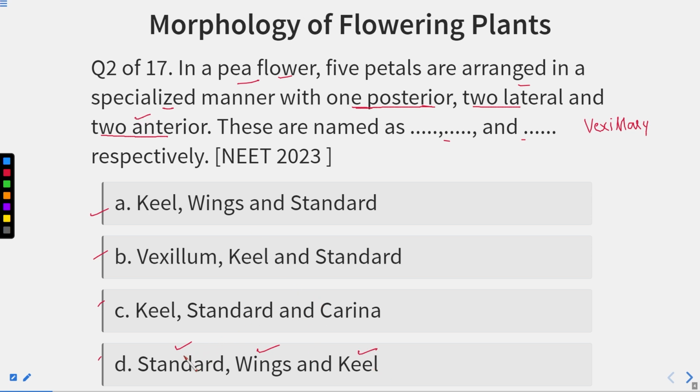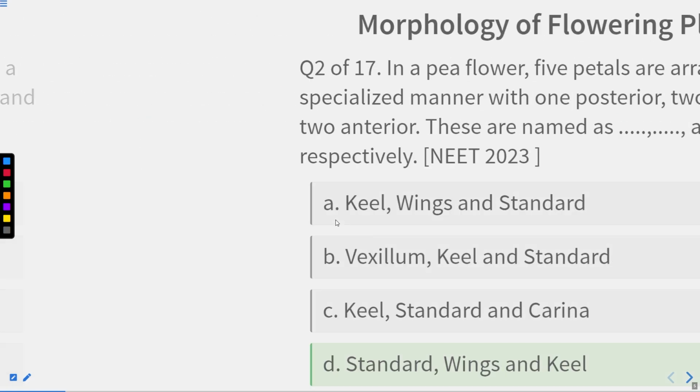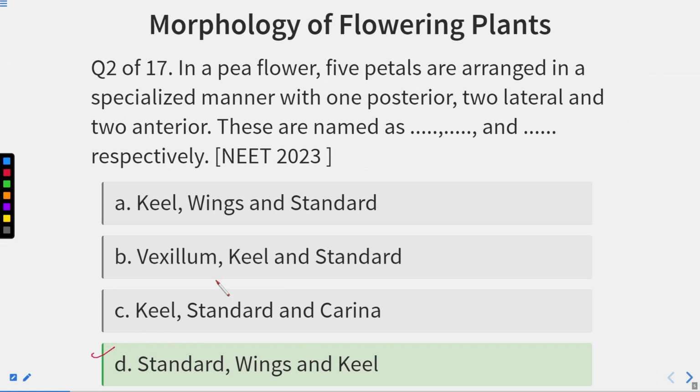Okay, so this is one large posterior petal, P for posterior. These are the lateral petals, and then we have the anterior petals. I'm writing A for anterior petals. So option D is the correct answer.